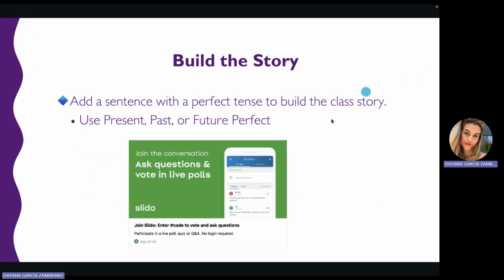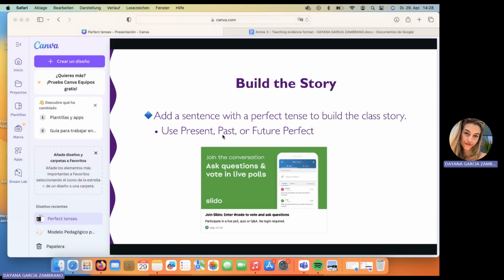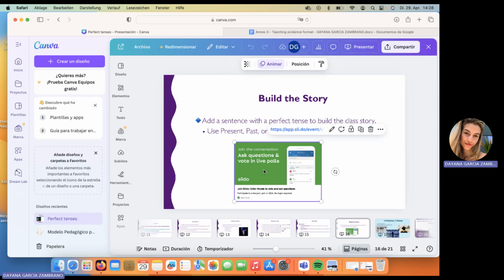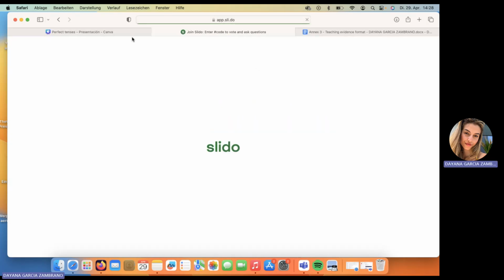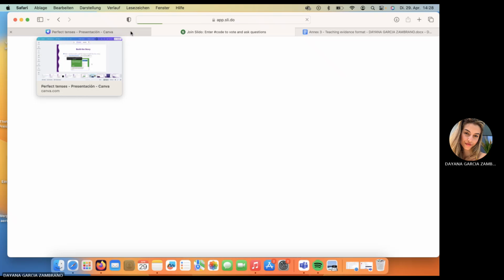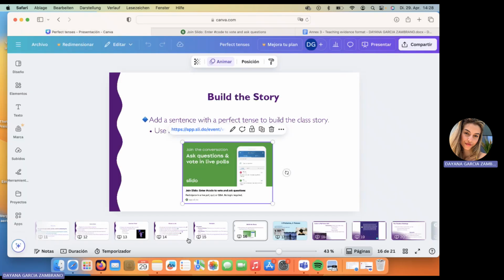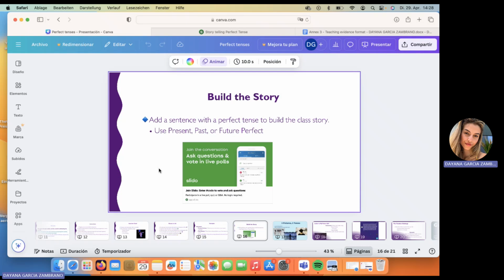When we finish this activity, we're going to play an activity called Build the Story. They need to add a sentence with a perfect tense to build the cluster. So one student is going to start. For this activity, we use Slido, and the idea is that we create a story only using past perfect.